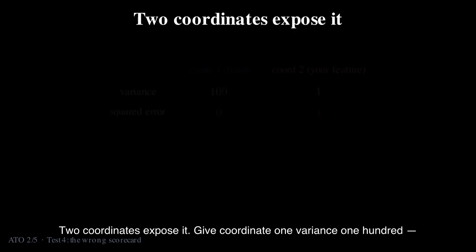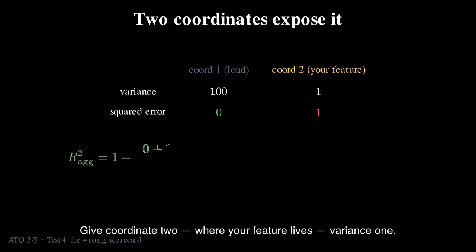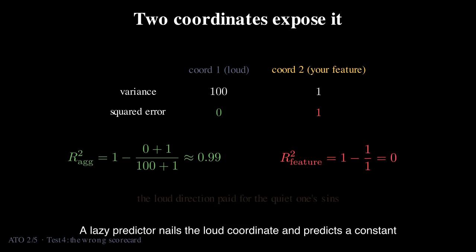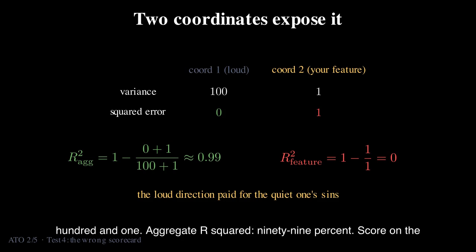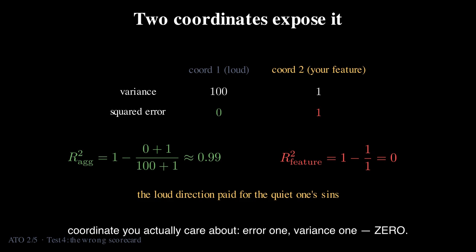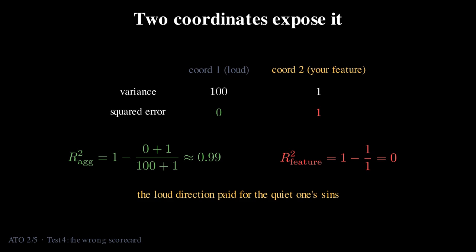Two coordinates expose it. Give coordinate 1 variance 100, a loud, boring bookkeeping direction. Positional information is the classic example. Give coordinate 2, where your feature lives, variance 1. A lazy predictor nails the loud coordinate and predicts a constant for the quiet one. Total squared error 1, total variance 101. Aggregate R squared 99%. Score on the coordinate you actually care about, error 1, variance 1, 0. Total failure on the feature, invisible in the aggregate. The loud direction paid for the quiet one's sins.